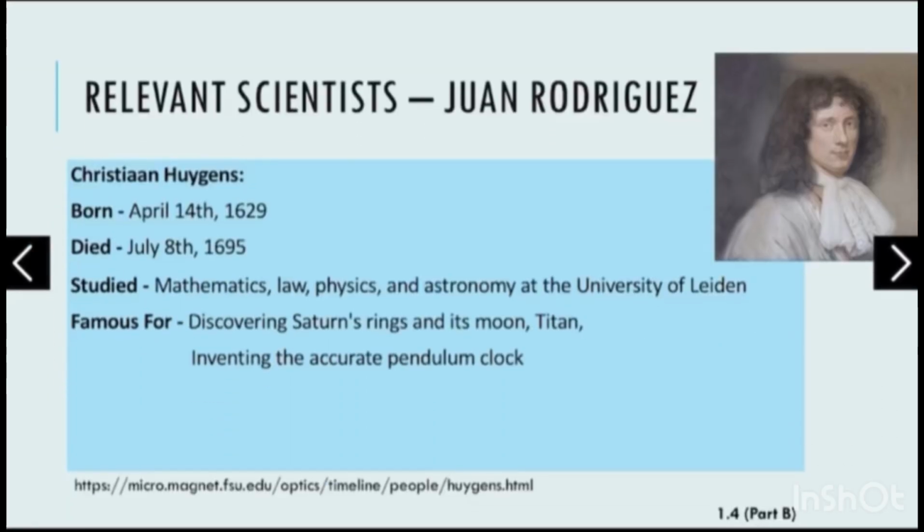Relevant scientist slide. The scientist relevant to my topic that I chose to research is Christiaan Huygens. He was born on April 14th, 1629. He died on July 8th, 1695. He studied mathematics, law, and astronomy at the University of Leiden. He is most famous for discovering Saturn's ring and its moon, which is named Titan, and also inventing the accurate pendulum clock.